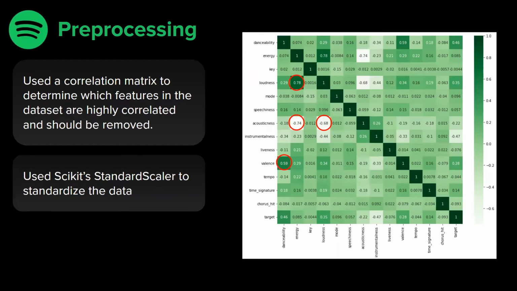For pre-processing, we used Pearson correlation and a correlation matrix to determine which features in the data set are highly correlated and should be removed. You can see to the right the Pearson correlation. As well as that, we used scikit's standard scaler to standardize the data.